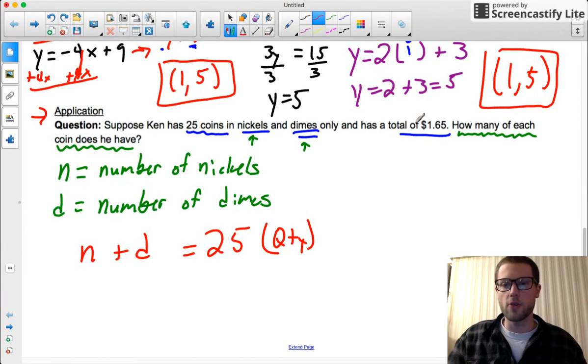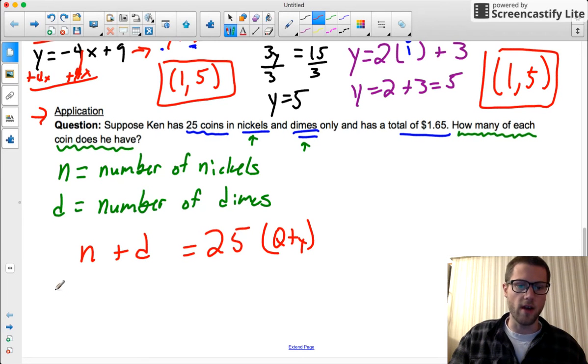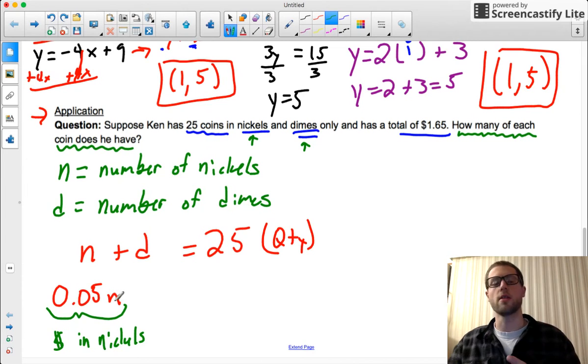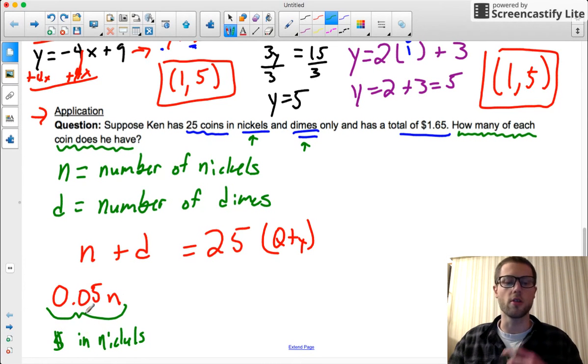And now I've got this other equation that I'm going to use this $1.65 for. Now, we all know that a nickel is 5 cents. So if I multiply 0.05 times the number of nickels, this term right here represents the money in nickels that I'm carrying. So if n is 1, I have 1 nickel, and that's 5 cents. If n is 2, I have 2 nickels, and that's 5 cents times 2, or 10 cents. And so this term is going to represent the amount of money I have just in nickels alone.